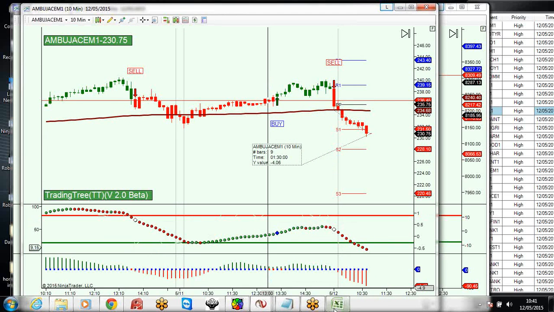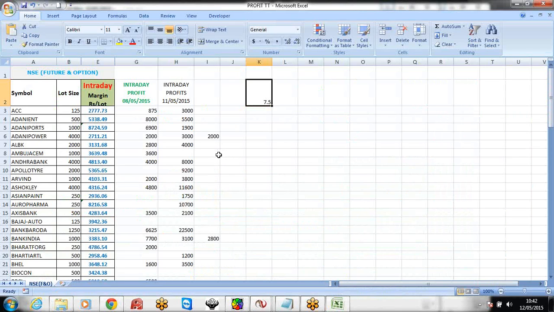So it's 4,000 rupees on Ambuja now. Your investment is 3,600. So that's more than 100% returns.